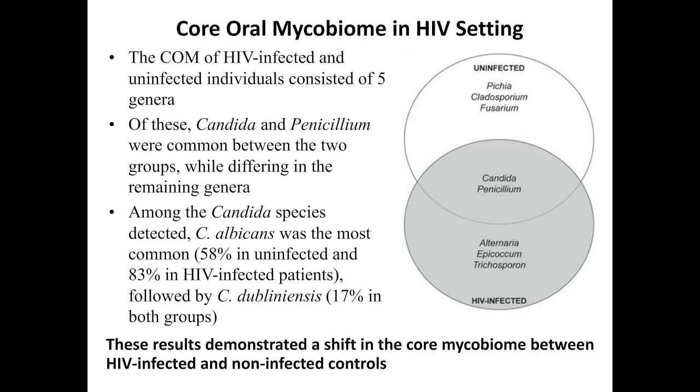Okay, when we looked specifically at Candida, it's what we expect: Candida albicans was the most common, present in 58% of uninfected and 83% of HIV infected, and Candida dubliniensis was also present in 17% in both groups. And as you probably know, in HIV infected patients, when they develop oral candidiasis, dubliniensis is one of the species, in addition to Candida albicans, that can cause this disease. However, this figure shows us that unlike the bacteria, we see more differences in the fungi when we look at disease versus healthy people.